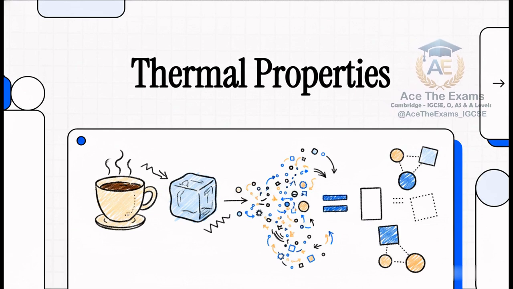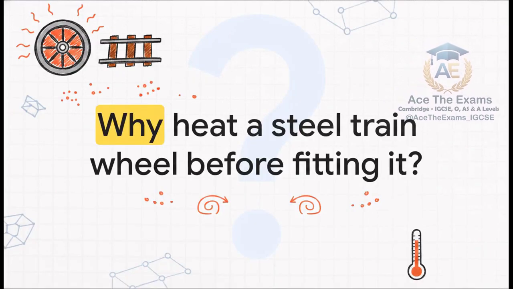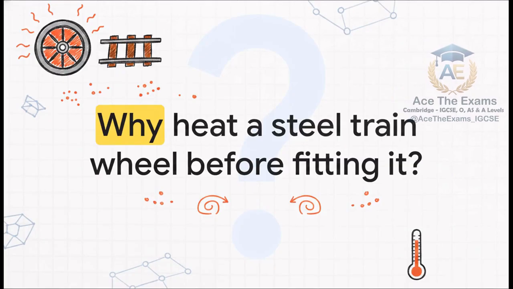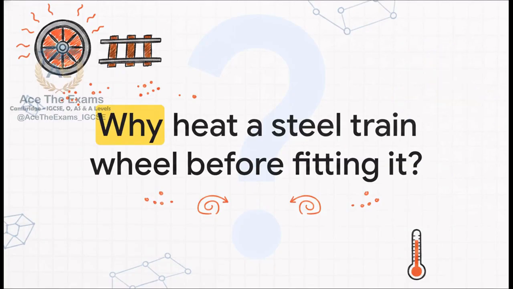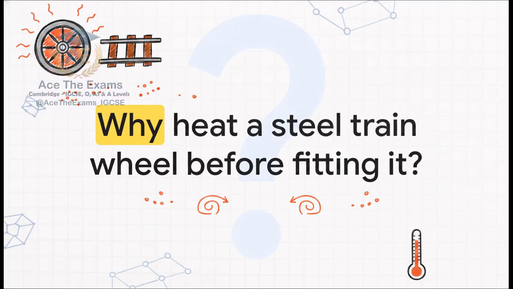energy driving their behavior. To kick off Act 1, the challenge, I want you to think about this actual real-world Cambridge past paper question. Explain why a solid steel train wheel needs to be heated before it's fitted onto a track axle. Now, let's look at two typical students taking this exam.